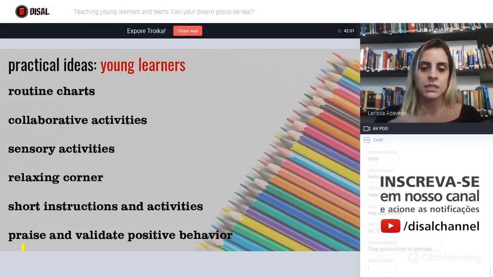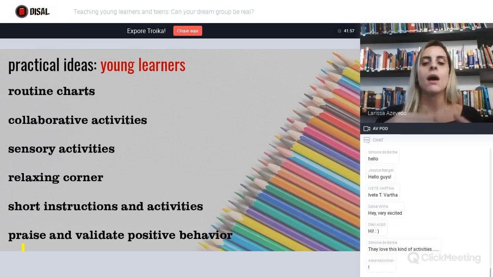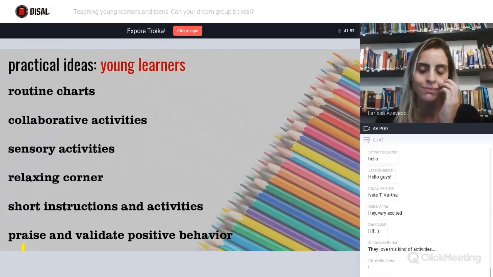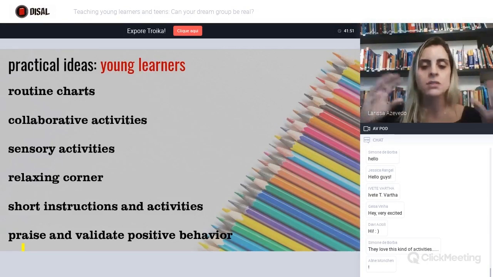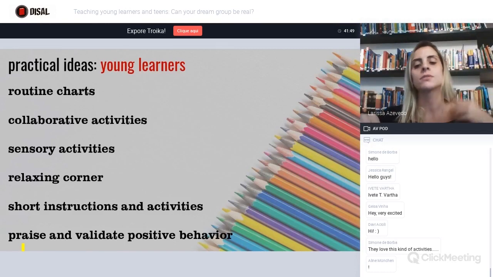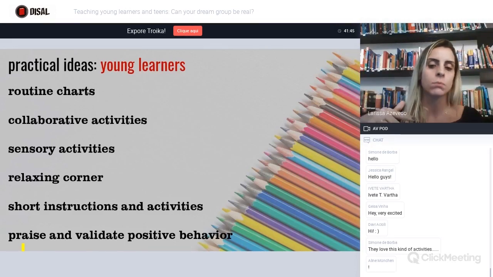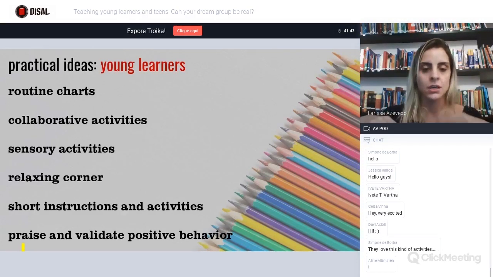If the whole activity is broken into smaller steps, they will be allowed to focus on small bits of the same task at a time. And then they will be more concentrated, and you will observe that fewer students lose interest and get bored before the end of the task. So short instructions and shorter activities, they can help us there.